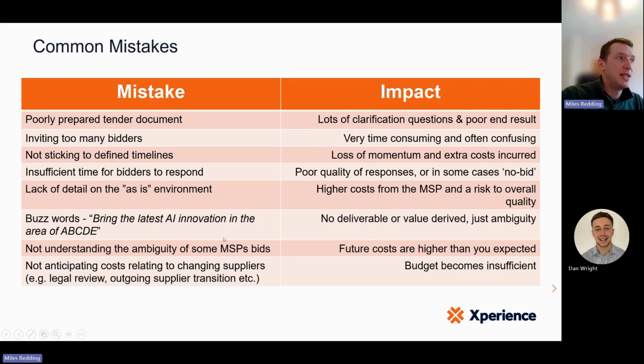The big one for me is buzzwords. An example I put on there is bring the latest in AI innovation to the area of, and it could be anything, system use or reporting. Unless you're really clear on what you want the output to be, it's almost just words. You need to be really clear on what you want them to bid against or what you're looking to address as the problem. If you can't be clear, you're just going to get ambiguity, and that causes confusion both from your scoring, both from the bidder's perspective and actually from the output, because you're not entirely clear on what good looks like.